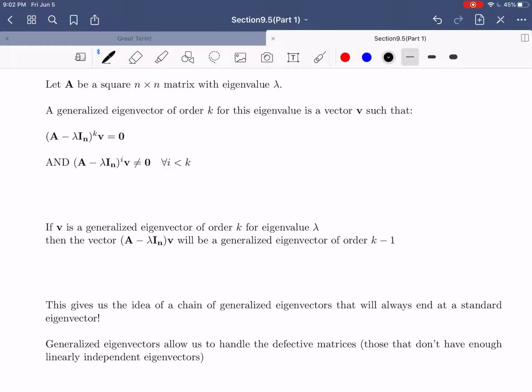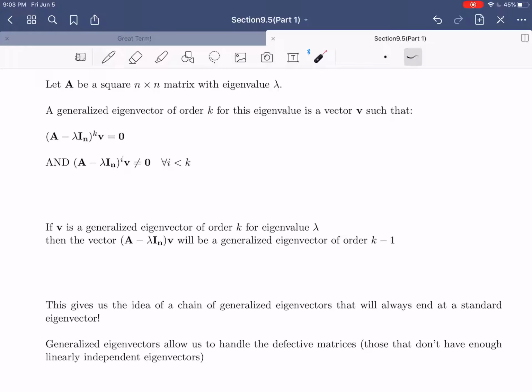So we're going to let A be a square n by n matrix with an eigenvalue lambda. We're going to define what's called a generalized eigenvector of order k for this eigenvalue. We're going to say that this generalized eigenvector is a vector v such that (A - λI) raised to the kth power, so A - λI is a matrix and we're multiplying that matrix with itself k times, then times the vector v equals 0.